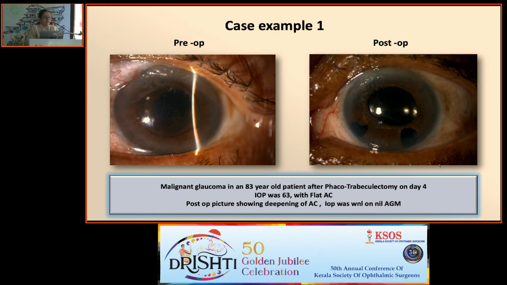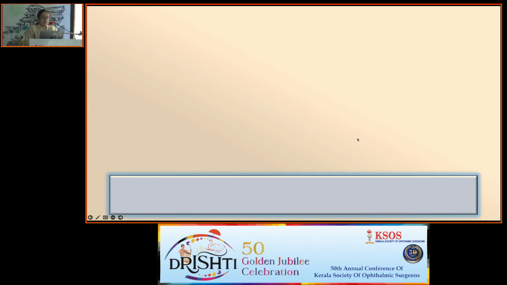Malignant glaucoma in an 83-year-old patient who underwent phacotrabeculectomy. Day 4 is the pre-op presentation with a shallow AC and IOP of 63. And this is the post-op picture at 2 weeks with a deep AC, and you can see the surgical PI. IOP is within normal limits and the patient is not on any anti-glaucoma medication.